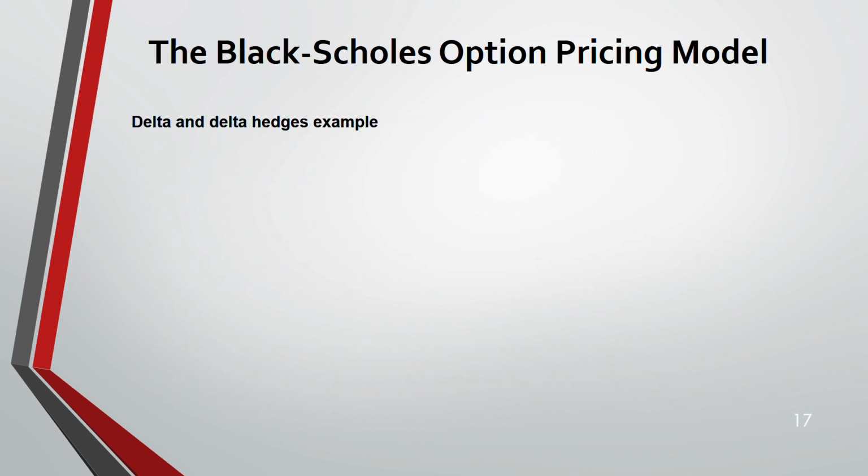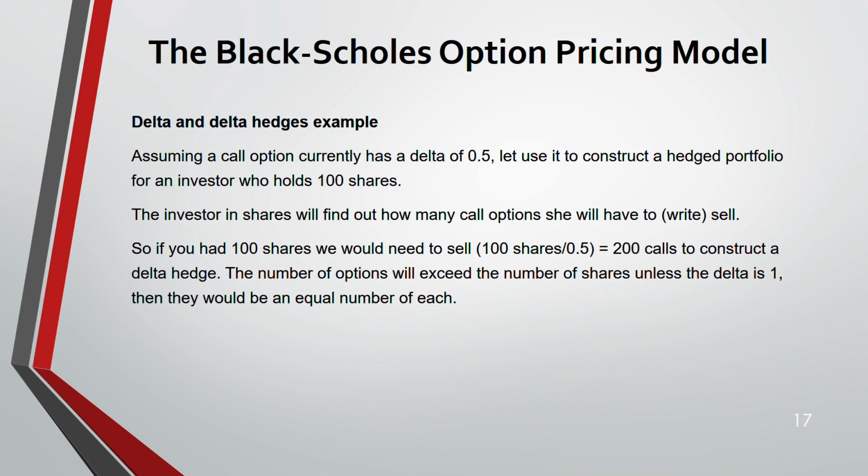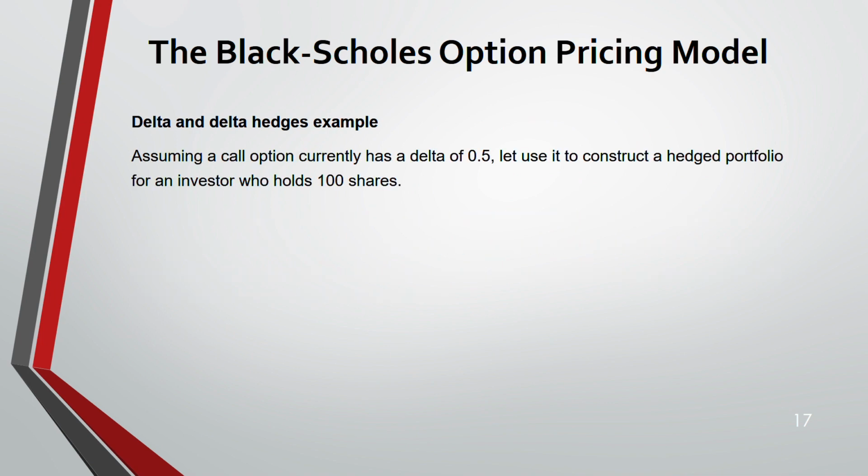Now we are going to go through an example. Assuming a call option has a delta of 0.5, let's use it to construct a hedge portfolio. A portfolio has shares, and it will also have options in it, correct? But to hedge, you need a hedged portfolio. Delta and delta hedges, they will give you for a call option only, they will not give you for a put option. They will not make things very confusing. Most of the time they will give you a call option only.